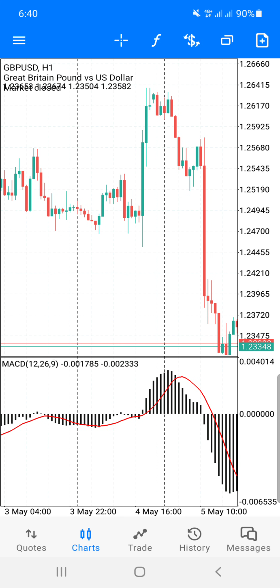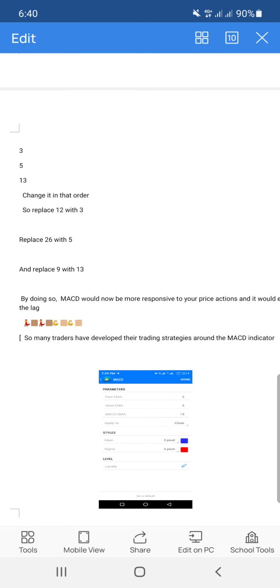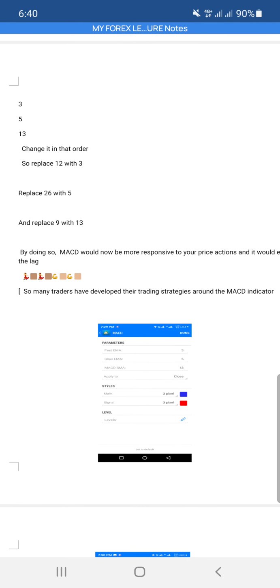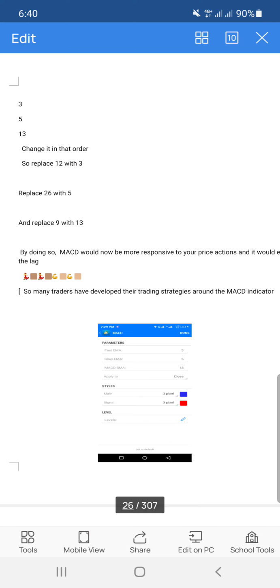Understand? But we are not going to make use of these default settings. We are going to make use of special settings. So let's go back to this. Now we are going to change the fast moving average to 3, the slow moving average to 5, and the MACD SMA to 13. That is 3, 5, 13.